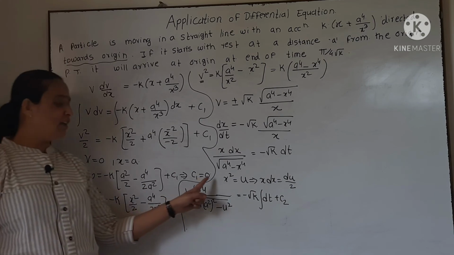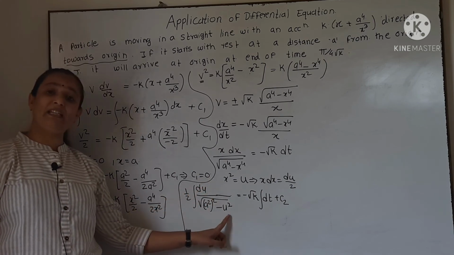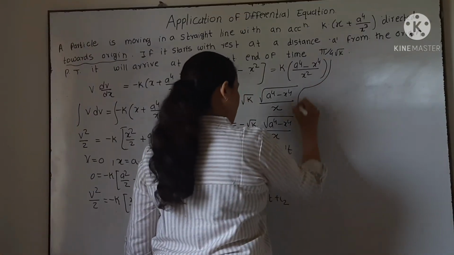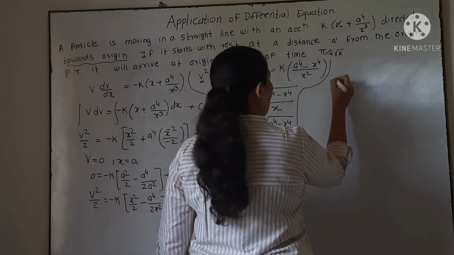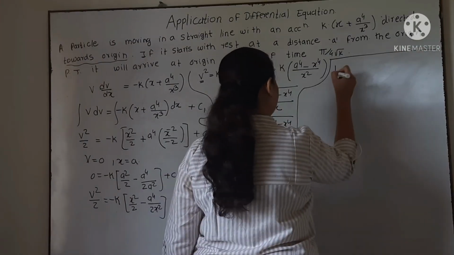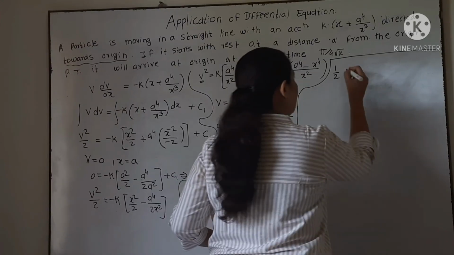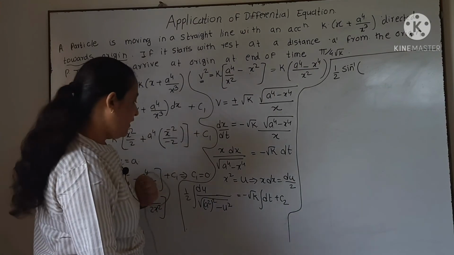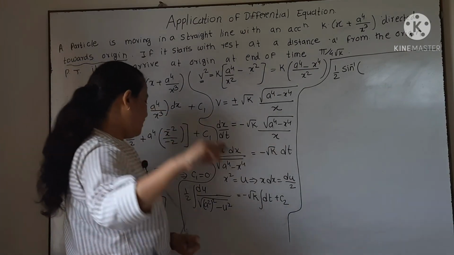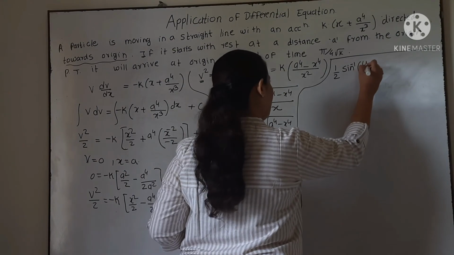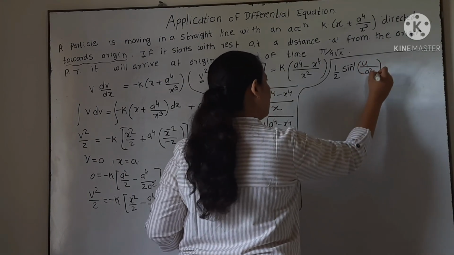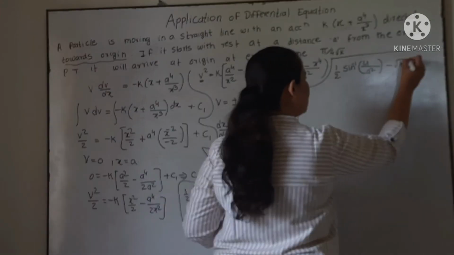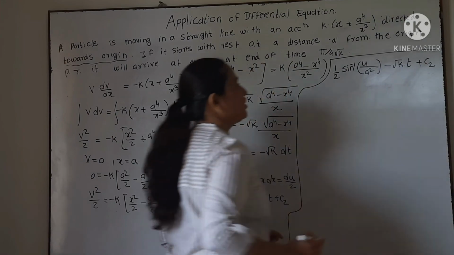Now we know the integral of 1 upon under root of a square minus x square is sine inverse of x upon a. So this is half sine inverse of, instead of x what do you have? Instead of x you have u, and instead of a, a square. So it is half sine inverse of u upon a square equals minus root k, integral of dt is t, plus constant of integration c2.